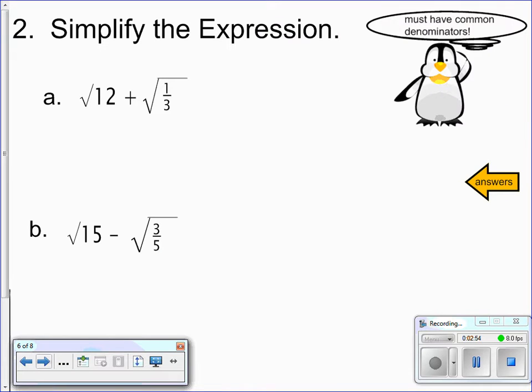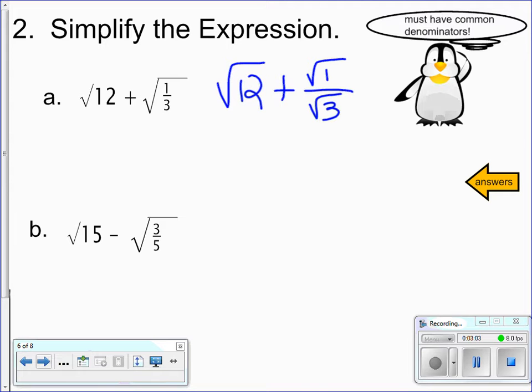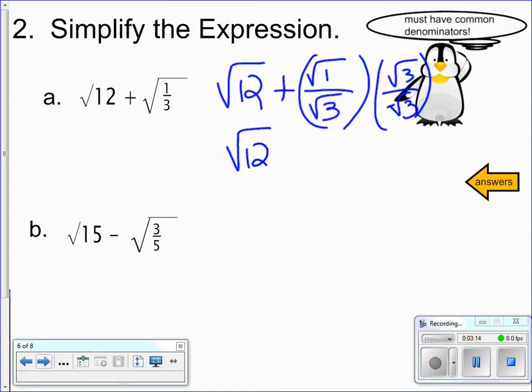All right, simplifying this expression, we're going to change this to the square root of 12 plus the square root of 1 over the square root of 3. I'm going to multiply this one by the square root of 3 over the square root of 3 in order to rationalize that denominator. I get the square root of 12 plus the square root of 3 over the square root of 9. So the square root of 9 is 3.